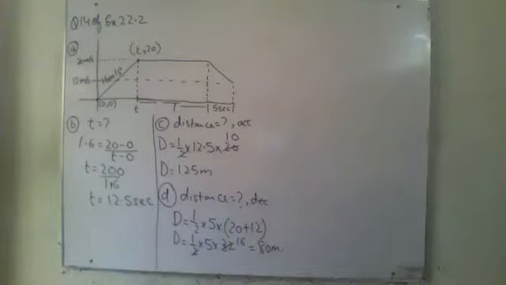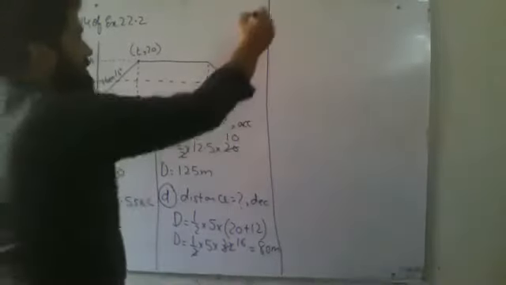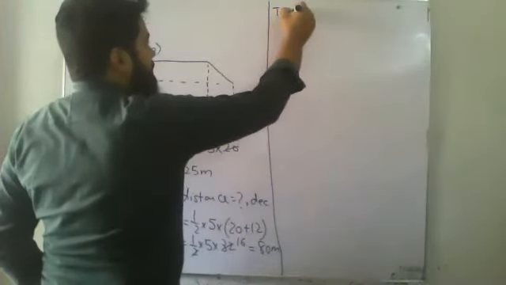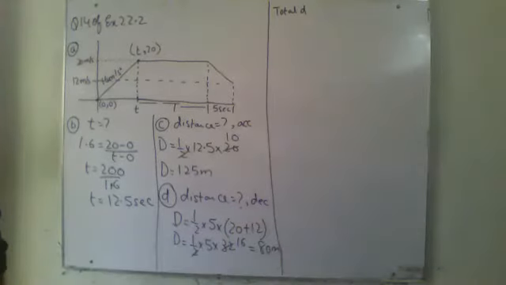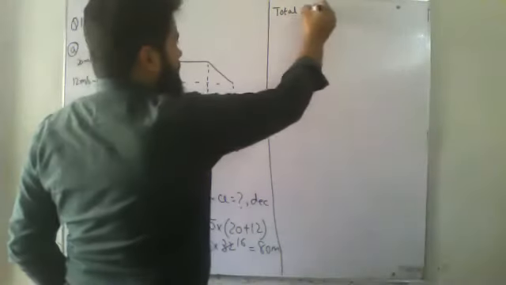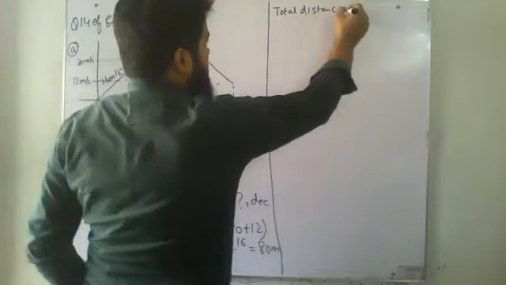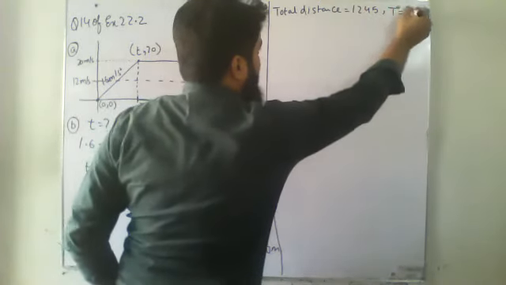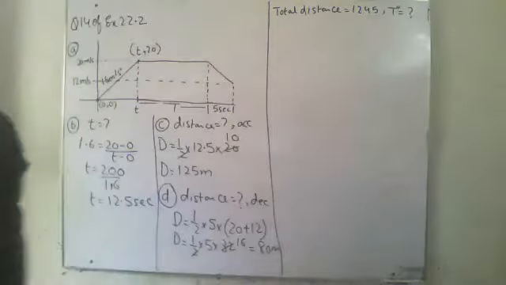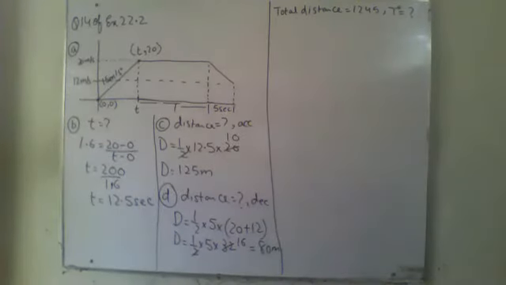Okay, they are giving us that the total distance which the body has covered is 1245 meter, and I have to find the value of t.